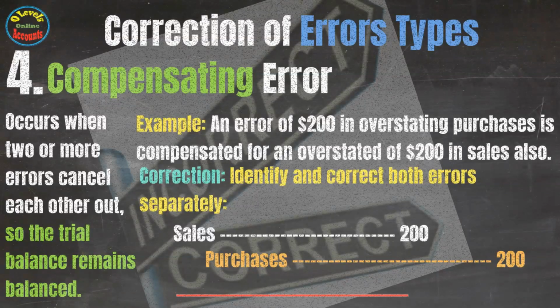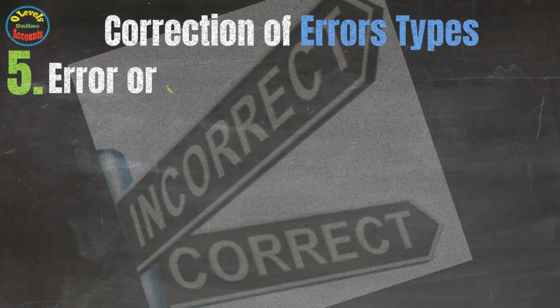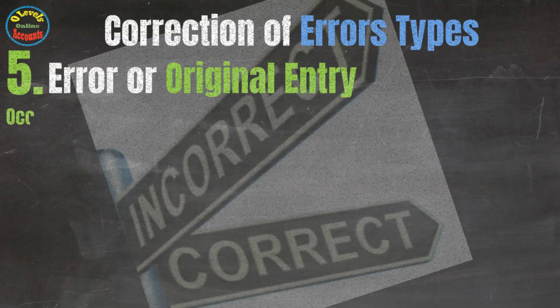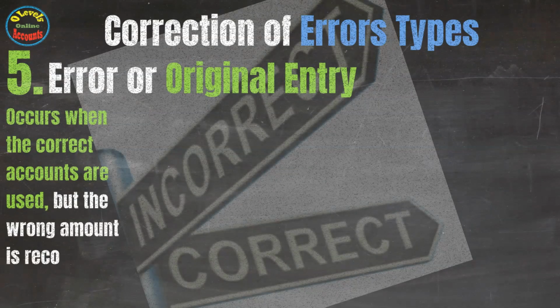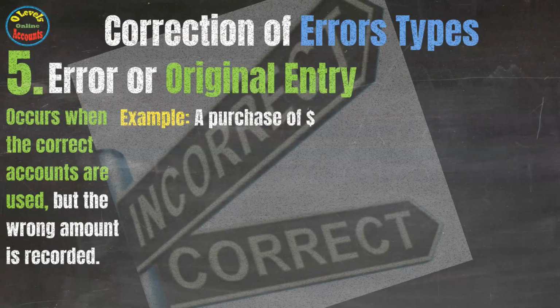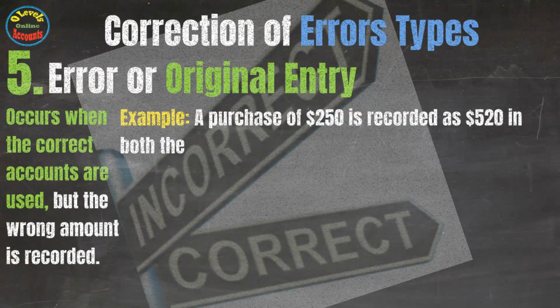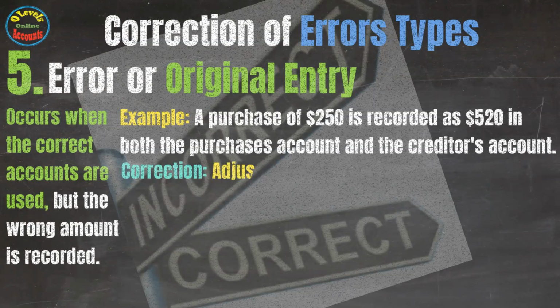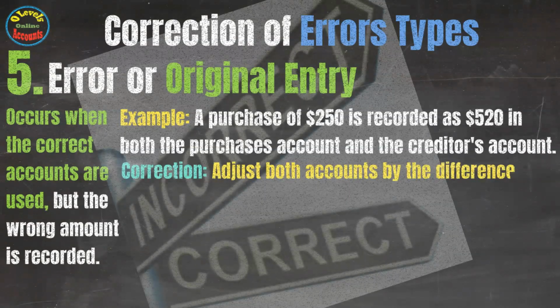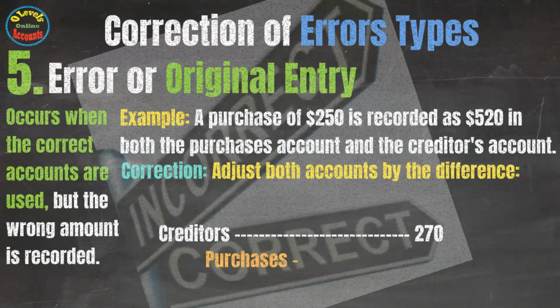Let's check another type. The fifth type is error of original entry. It occurs when the correct accounts are used, but the wrong amount is recorded. Let's check its example with solution. For example, a purchase of $250 is recorded as $520 in both the purchases account and the creditor's account. Let's check its correction. Correction should be, adjust both accounts by the difference as follows. Creditors, debit by $270. Purchases, credited by $270.